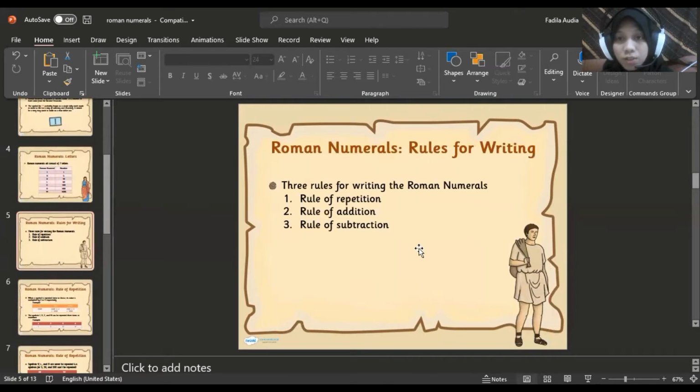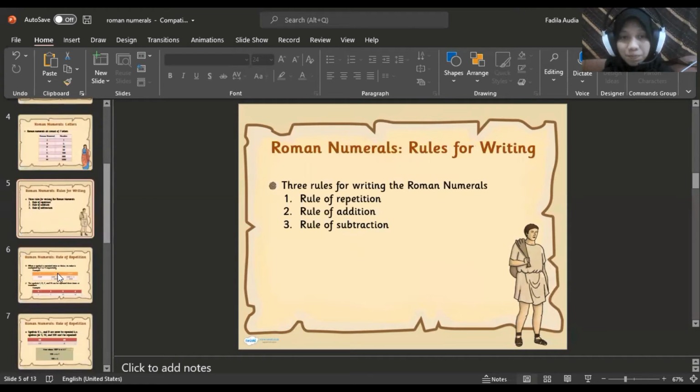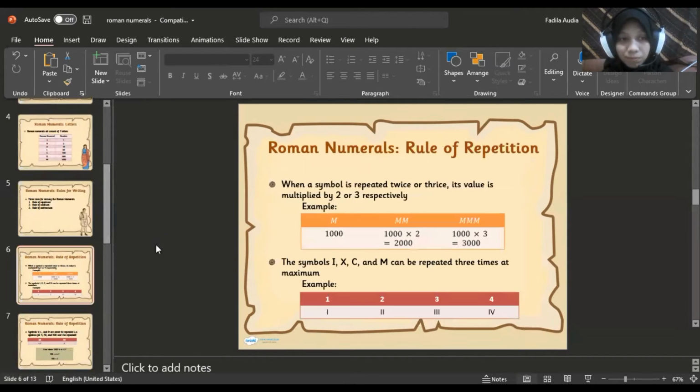Okay, rules for writing. There are 3 rules for writing the Roman numerals. First, rule of repetition. Second, rule of addition. Third, rule of subtraction. Okay, next we will explain about each rule.